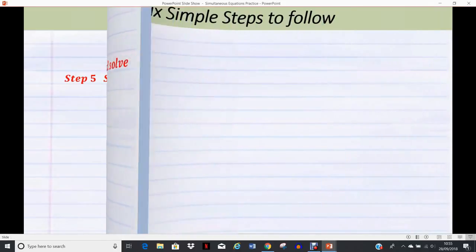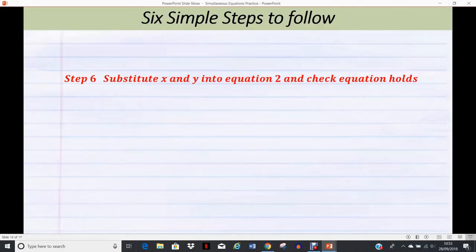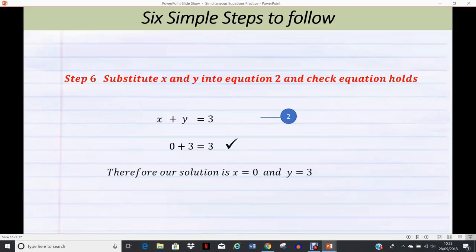And that brings me to the final step 6, which is to substitute my values of x and y into equation 2 and check that it holds. Well, there's equation 2, x plus y equals 3. Substituting 0 and 3 for x and y, you can see it definitely holds, and therefore our solution is x equals 0 and y equals 3.